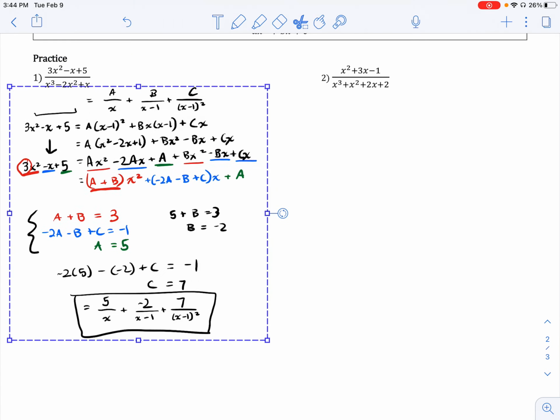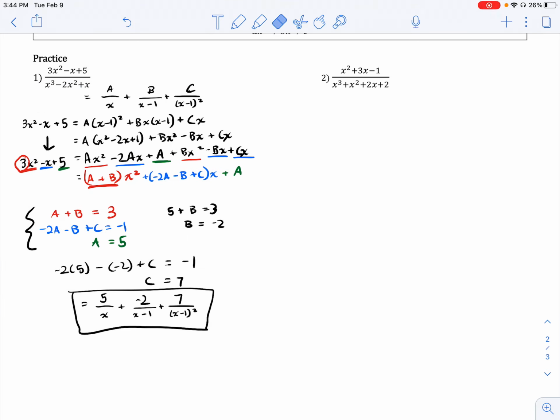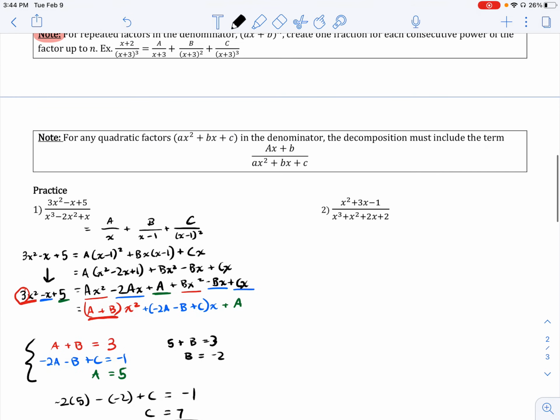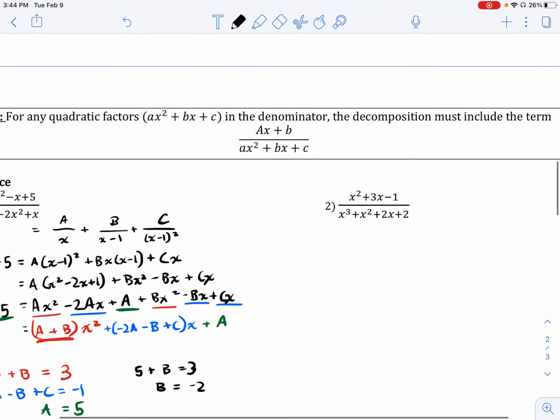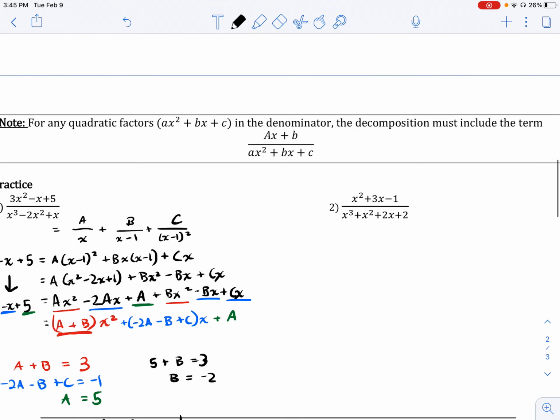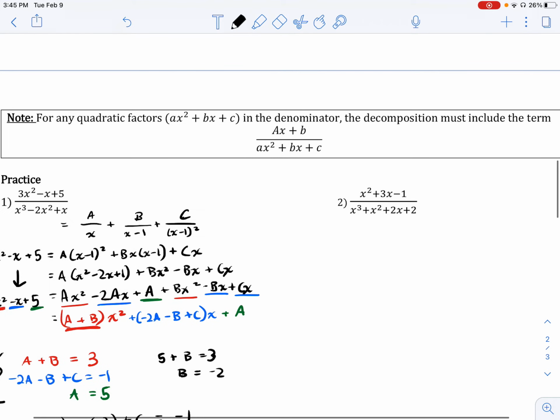This time I want to highlight that this particular problem, number 2, is highlighting this rule or this note up here, that whenever we have a quadratic factor in the denominator, the decomposition must include an ax plus b, or in other words, a linear factor in the numerator, or the numerator must be 1 degree less. And this happens when our denominator is a quadratic factor that can't be factored any further.